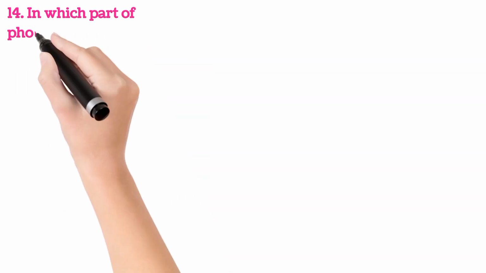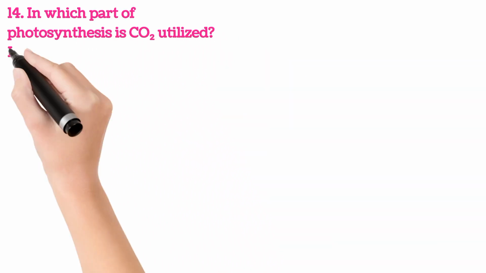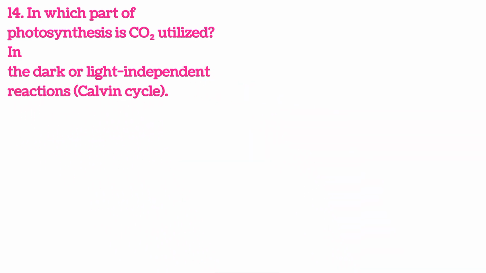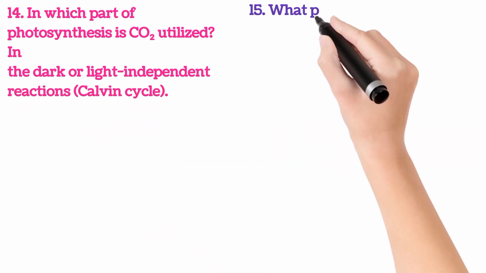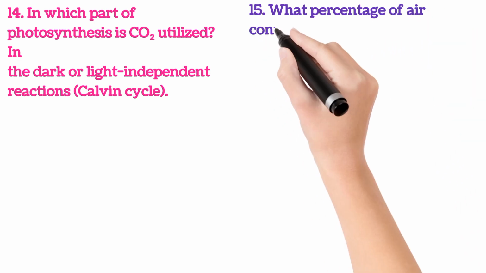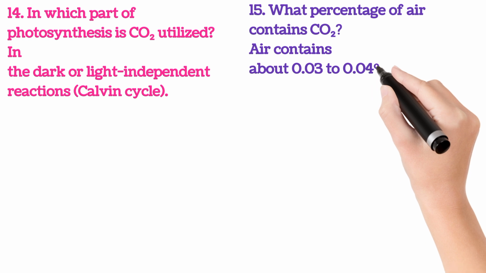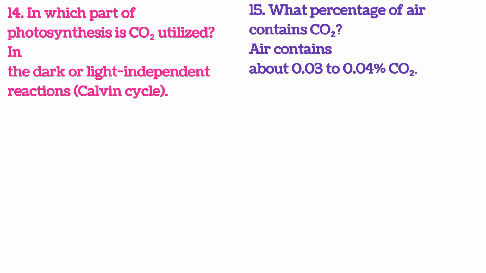14. In which part of photosynthesis is CO2 utilized? In the dark or light-independent reactions, the Calvin cycle. 15. What percentage of air contains CO2? Air contains about 0.03 to 0.04% CO2.